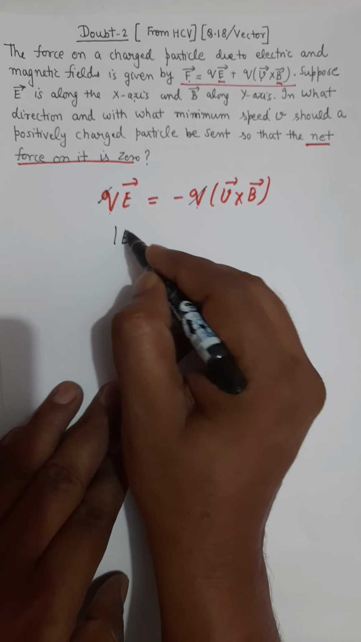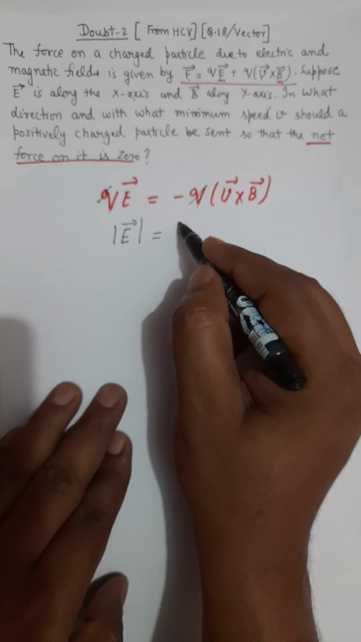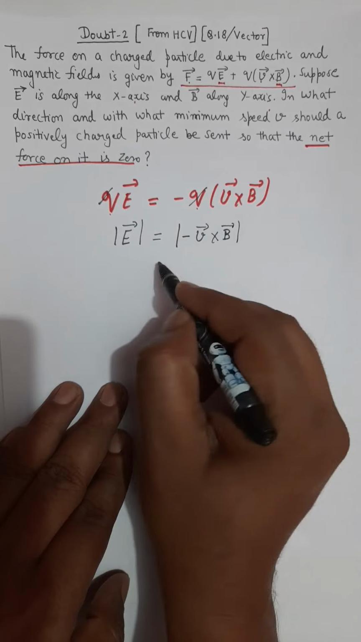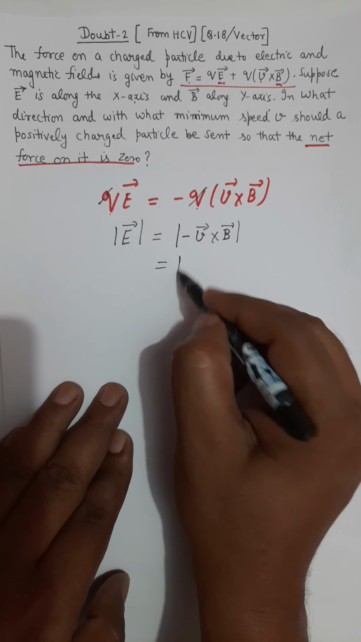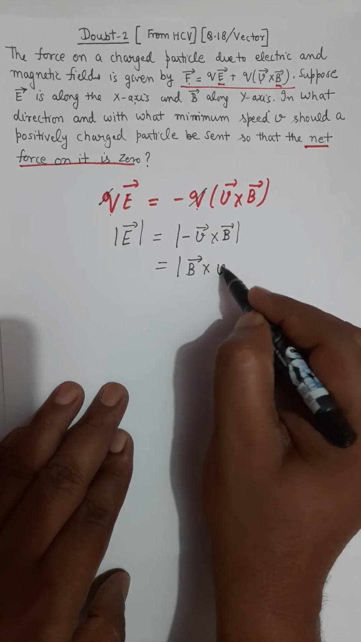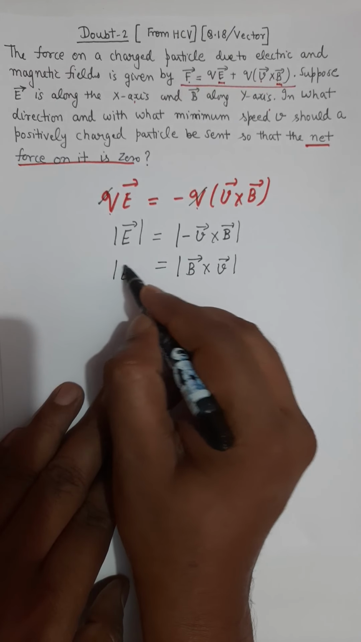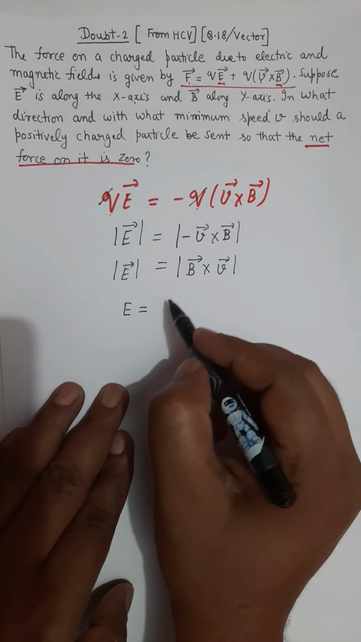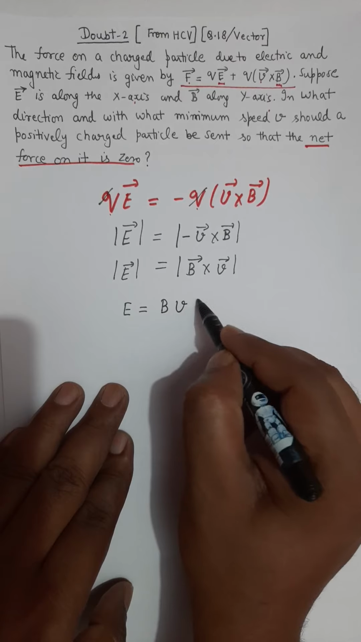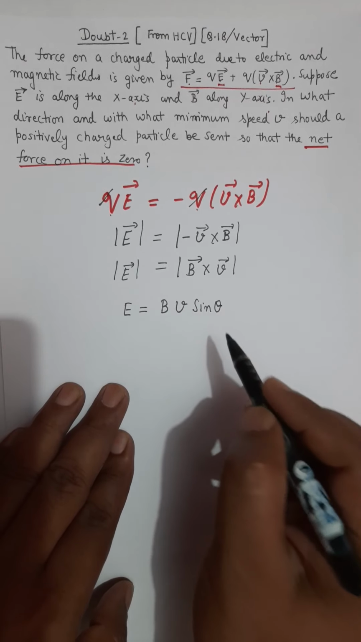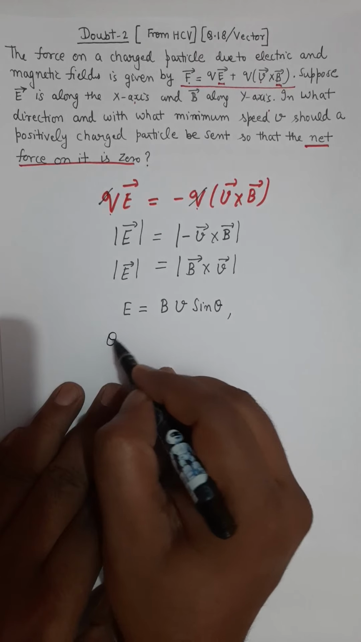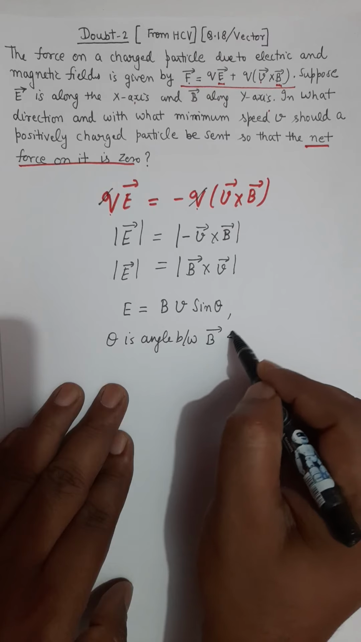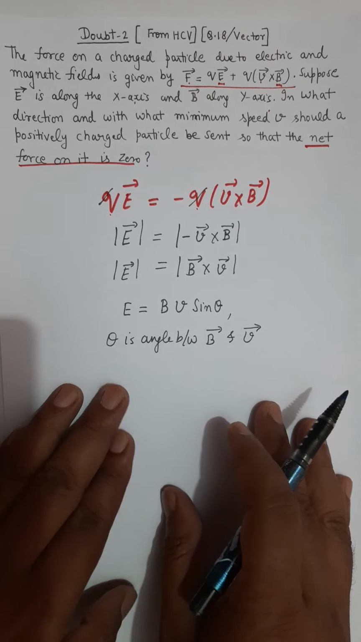If I take a modulus on both sides, then I get modulus of minus of V cross B. Recall from the cross product that negative of V cross B can be written as B cross V. So mod of E will be E. Mod of B cross V can be written as BV sine theta, where theta is the angle between B vector and V vector. That's the angle.